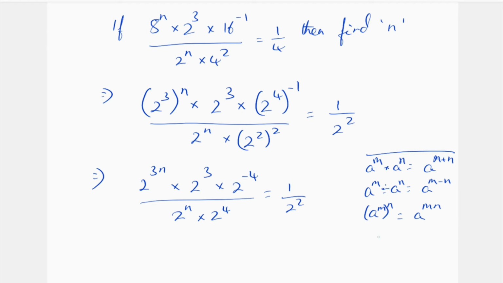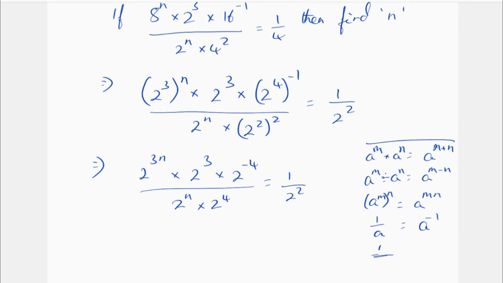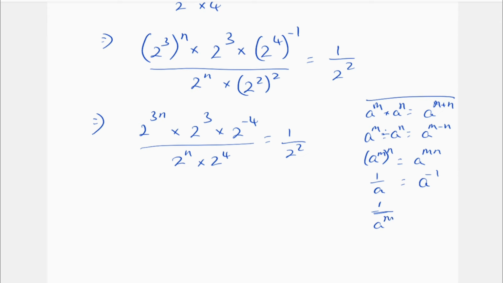Now I have one more property actually. Whenever I have a number in the denominator, I can say it has a negative power of 1. If I bring it to the numerator, with 1 in the numerator, I can take its power as minus 1. The same applies if I have it with an exponential power in the denominator. If I have 1 upon a power m, when I bring this a power m to the numerator, the sign will interchange. It will become a power minus m.